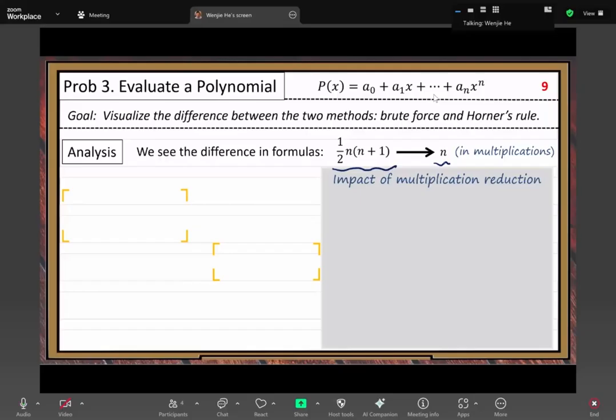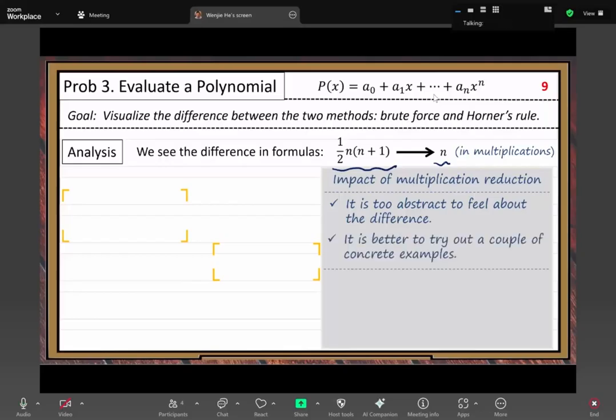Because if you look at the formula, it is too abstract. Two math formulas. You know they are different, but you have no visual images in your mind. So we want to build that image. It is better to try a couple of concrete examples. Let's try two examples here, two special examples for two different special values of n.